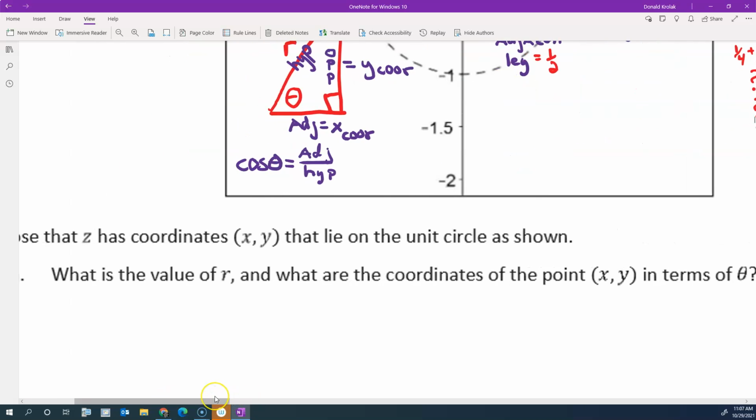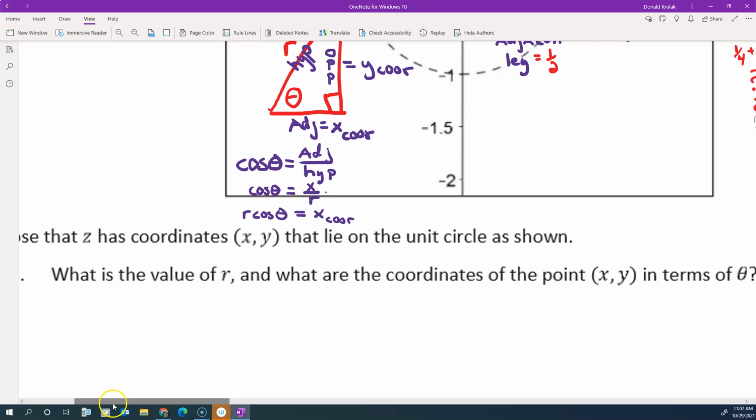Okay, so I can say that this cosine is the same as X over R. X is the adjacent leg, R is the hypotenuse. Now if you take that and multiply both sides by R, you're going to have R times the cosine of the angle equals the X coordinate. So this is the X coordinate in terms of an angle and the radius.